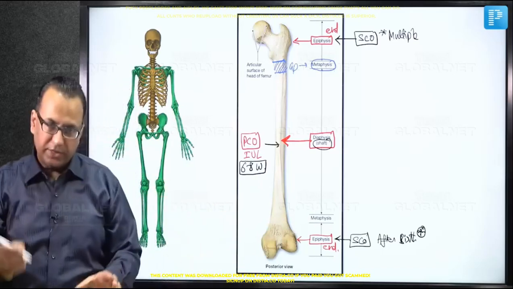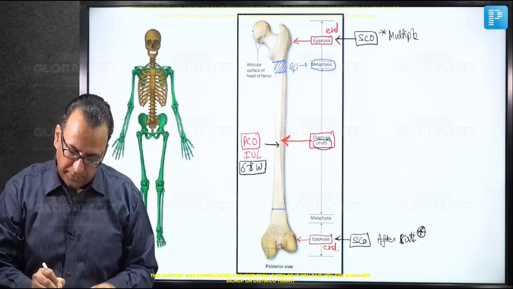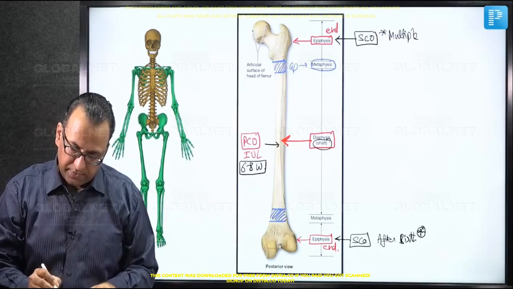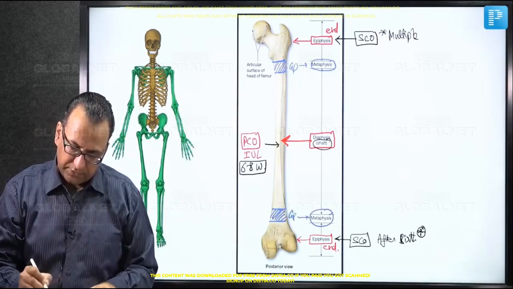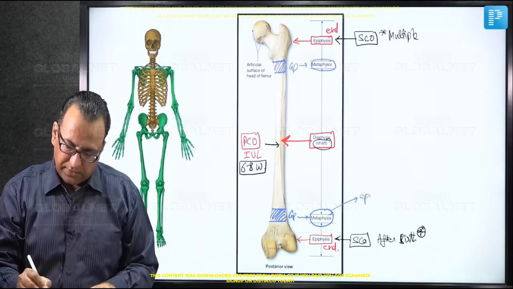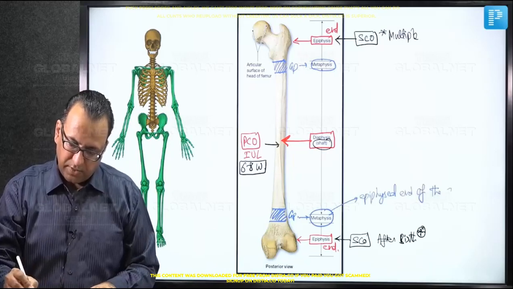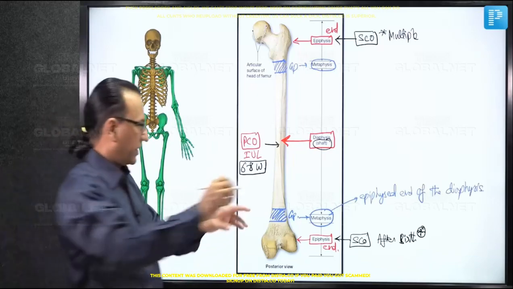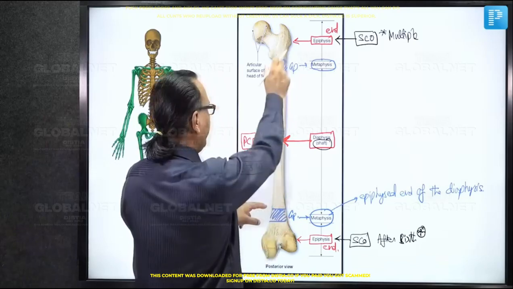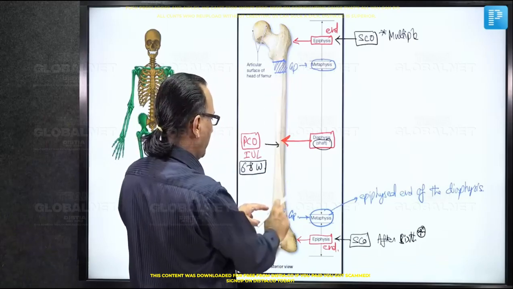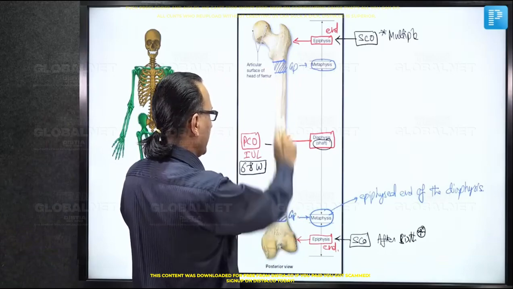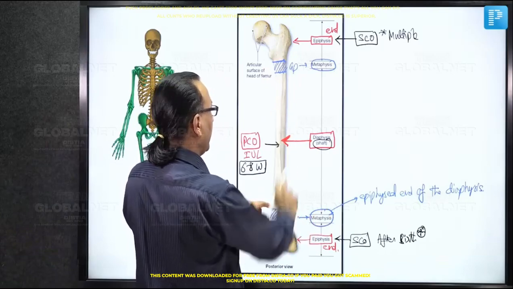As we are mentioning, this is the region of the growth plate, which is later replaced by the metaphysis, and metaphysis is basically the epiphyseal end of the diaphysis. It means the shaft, when it is approaching the end of the bone, is where you have the metaphysis. That epiphyseal end of the diaphysis is called metaphysis at either end.